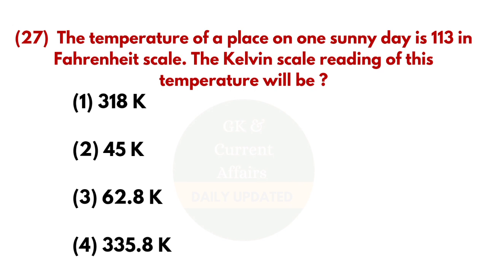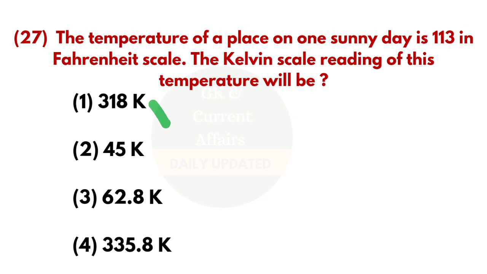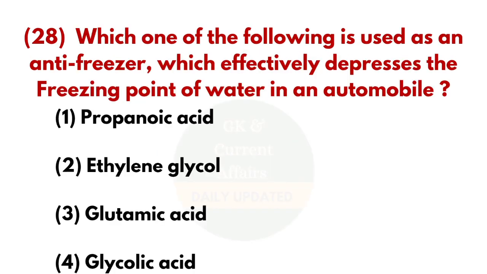27th question, the temperature of a place on one sunny day is 103 in Fahrenheit scale. The Kelvin scale reading of this temperature will be, and the answer is 118 Kelvin. 28th question, which one of the following is used as an antifreeze which effectively depresses the freezing point of water in an automobile? And the answer is ethylene glycol.